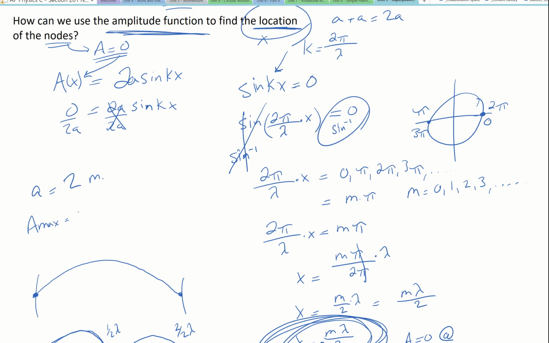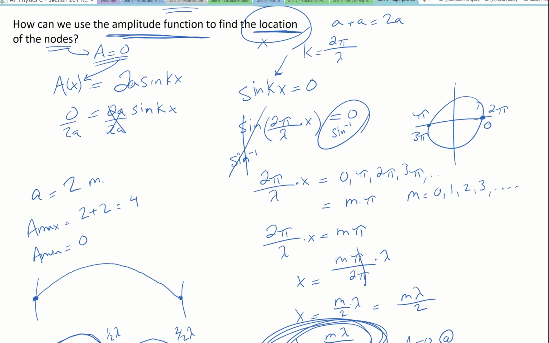So if the two waves constructively interfered, it would be 2 plus 2, which would be 4. We know right now the minimum resulting amplitude would be at a node, which would be 0, right? But what if I asked you anywhere in between? What if I said, what horizontal position do we have to have for the amplitude to be, say, 3 meters? Well, this function is what allows me to find that.